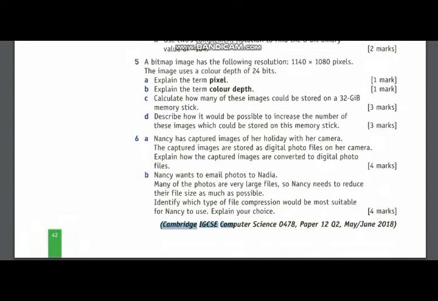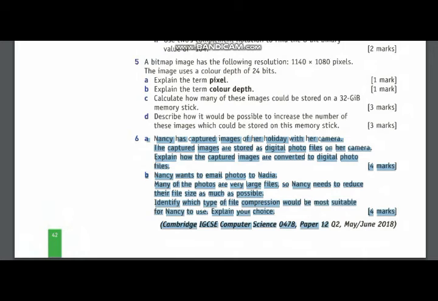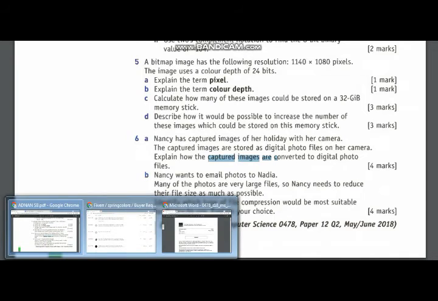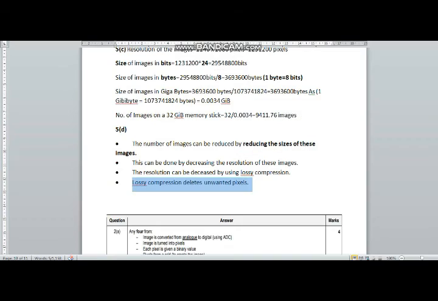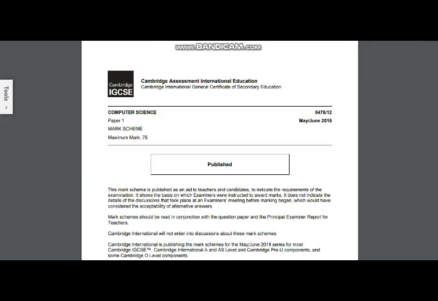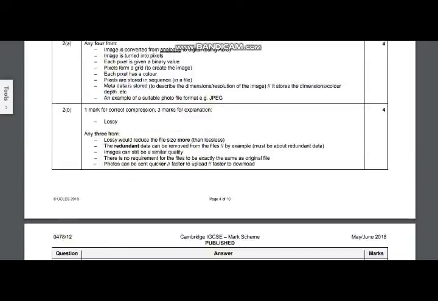Next question is taken from Cambridge IGCSE Computer Science 0478 paper. I have copied the answer of this question from the answer key. Nancy has captured images of her holiday with her camera. The captured images are stored in digital photo files on her camera. Explain how the captured images are converted to digital photo files. So let me tell you the answer. This is the answer, actually this is the answer key, and I have taken this answer from there.